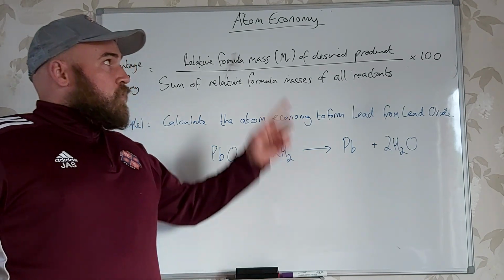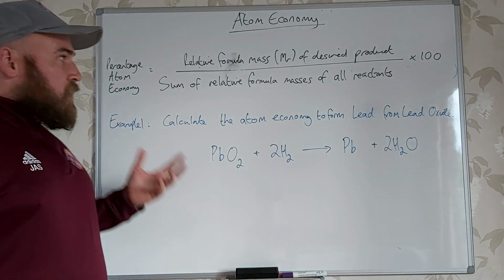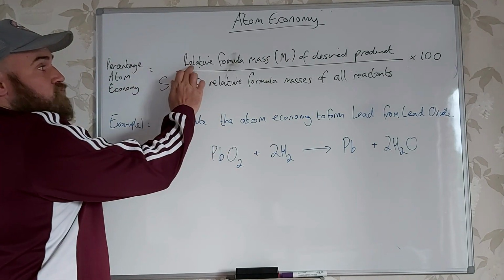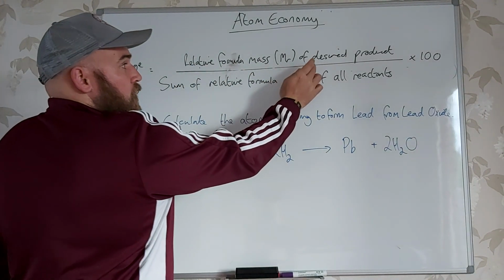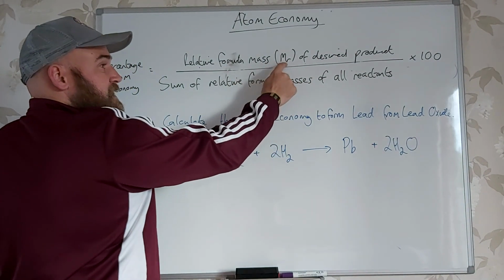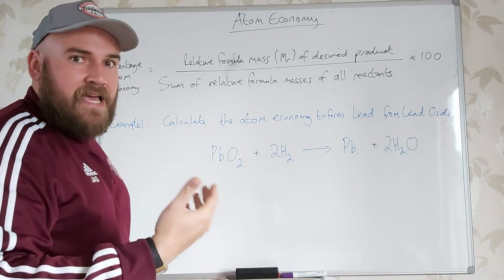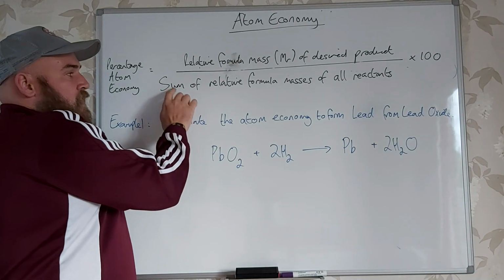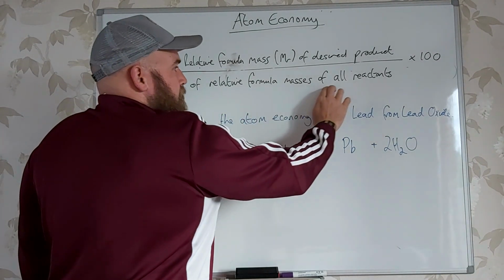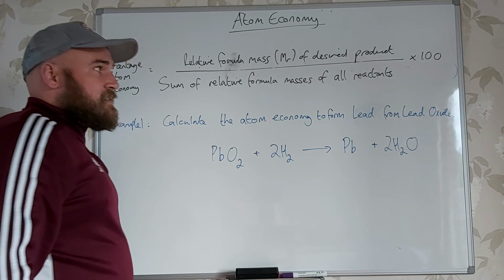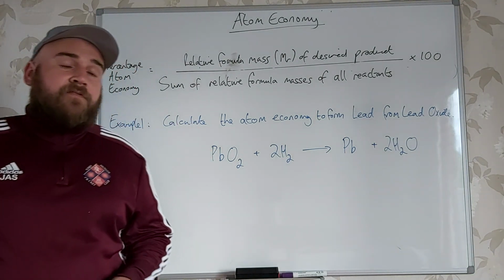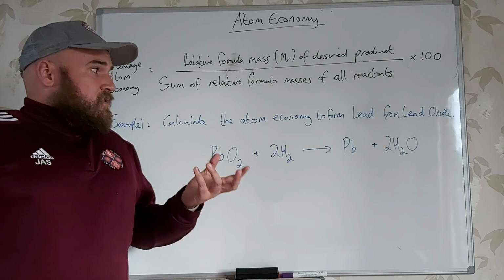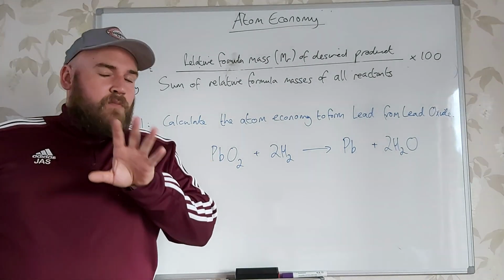Another important measure is this thing called atom economy, and this is what atom economy is. It's a percentage, so there's times 100 in it. It's the relative formula mass of desired product, and relative formula mass is just the Mr, divided by the sum of the relative formula masses of all the reactants times 100. And that's taken straight from the GCSE Chemistry specification. It's quite wordy, and it looks a bit daunting, but it's more simple than you think.